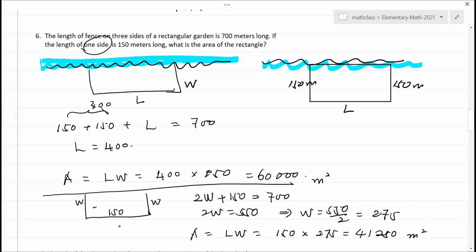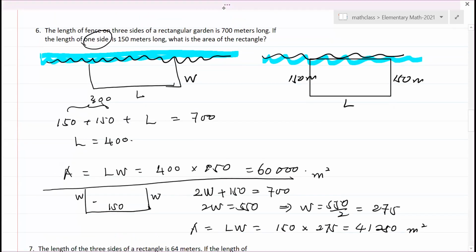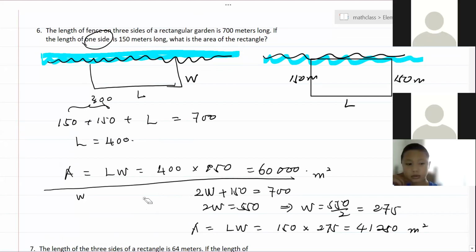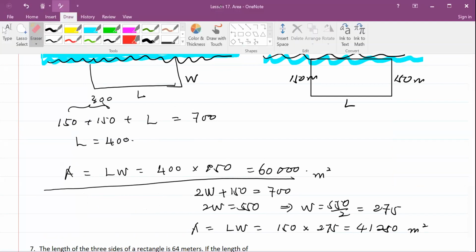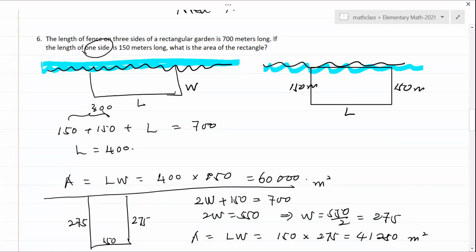Okay, this could be the side parallel to the river, right? Could be parallel to the river. Then the picture maybe looks like that, not like a very long one. It's going to be a short one. It's going to be like that. 150, right? And then 275, 275. That's possible. Why not, right? In that case, the area is going to be 41,250 square meters.